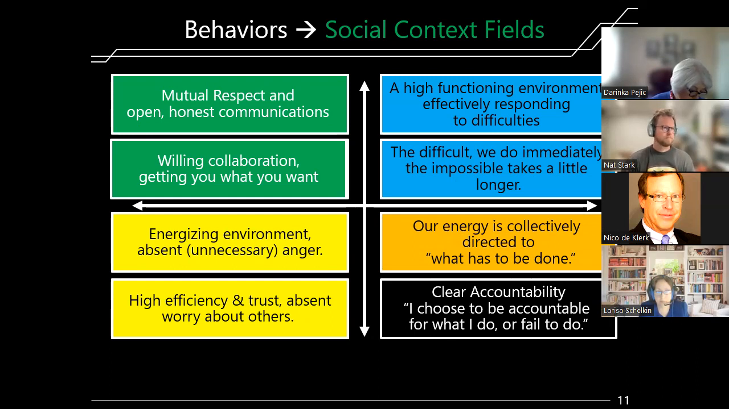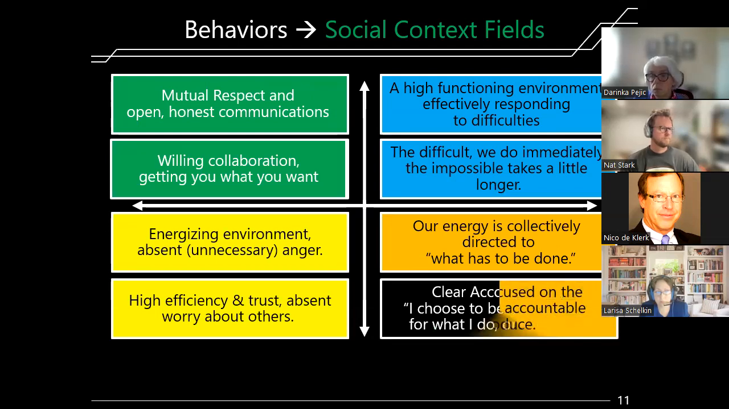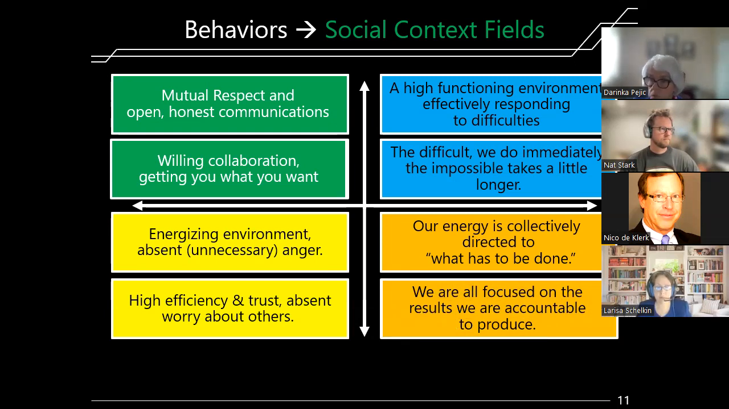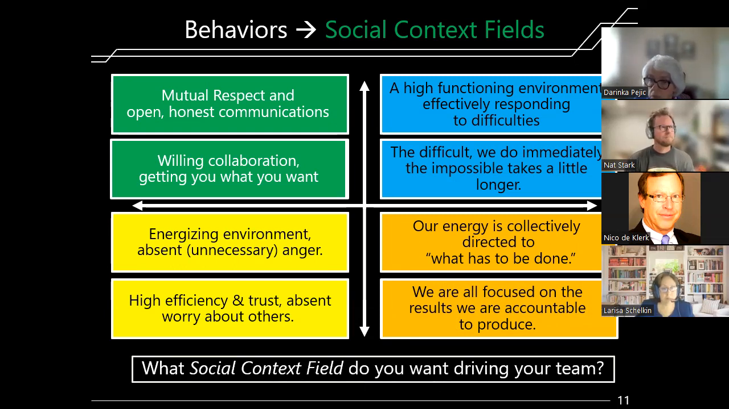Clear accountability. It's a choice. I choose to be accountable for what I do or fail to do, and there's another piece, if I had more space, or ask others to do. And this keeps focus on the results you're accountable to produce. This idea of focusing on results. So this is the inquiry now. What social context field do you want driving your team? What social context field do you want driving your negotiation?